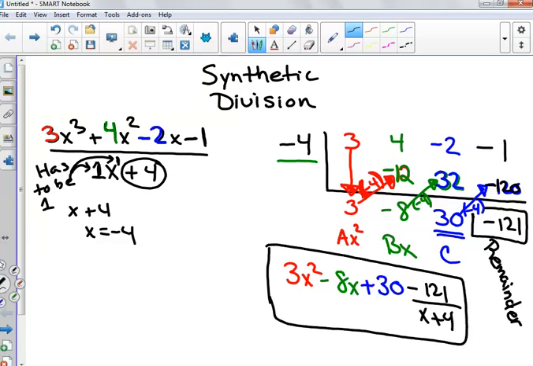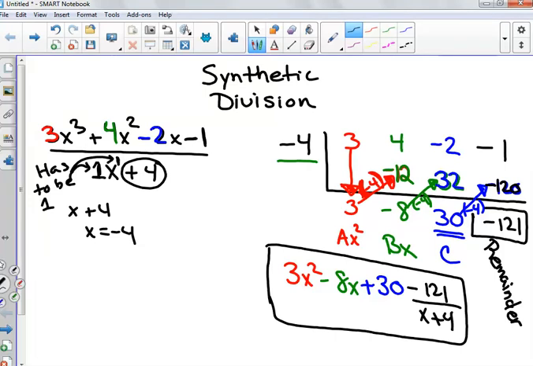All right, so that is synthetic division. Again, I'm not a big fan of it because it looks like magic to me, and I don't like when math looks like magic. But if we understand how to do long division and we understand all the principles and all the concepts, then I'm okay with us doing synthetic division.